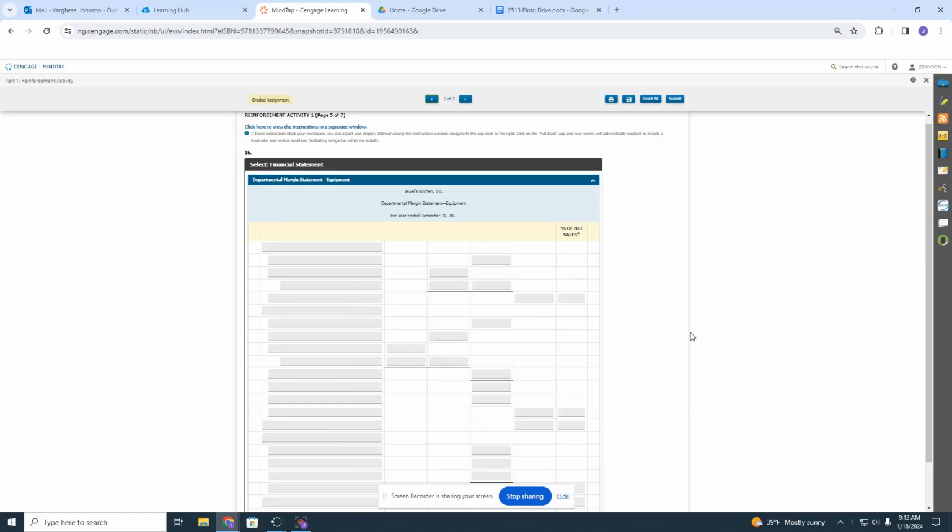Okay, we're looking at the reinforcement activity 1. We're working on step 5, and we'll work on step 6 as well. Step 5 is creating the departmental financial statements. So we're looking at each department individually. And then in step 6, I believe we consolidate them and we look at the departments together.